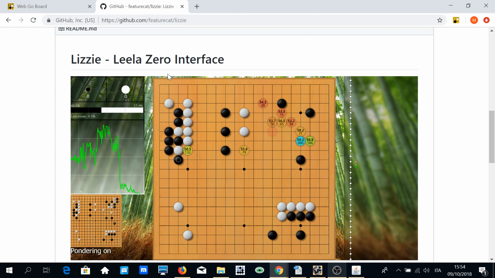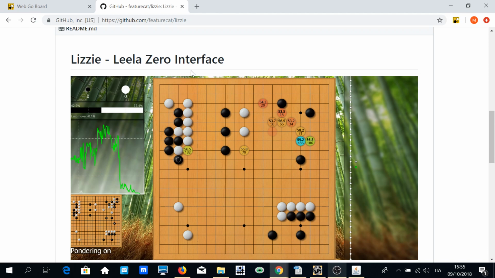Recently, Elf, which is a Facebook engine, can be said to be probably the strongest bot available to the public. But for Go players, Lila Zero is more than sufficient.